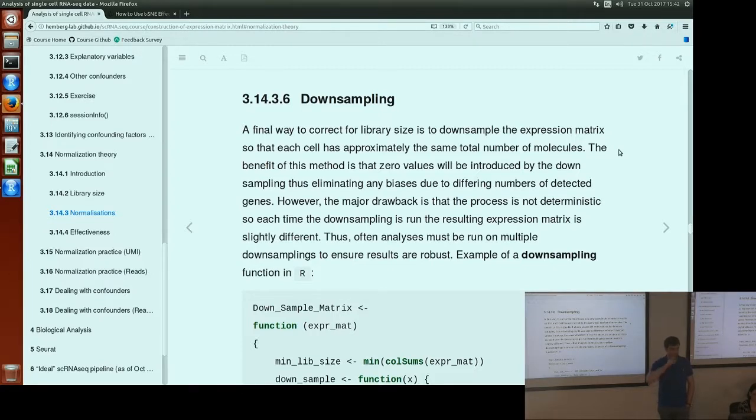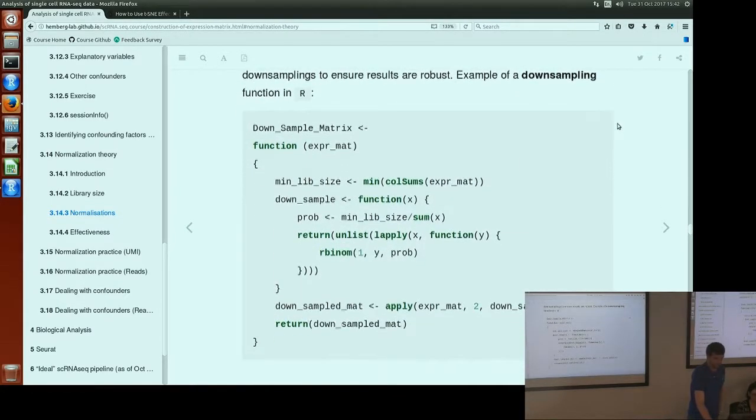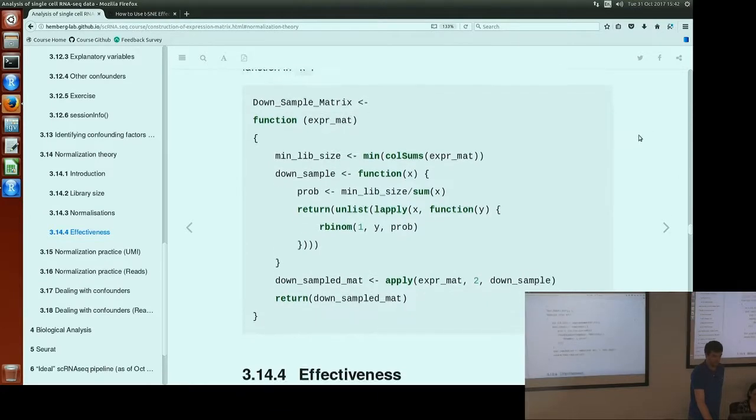I've been speaking to Aaron Lun recently about using this as a sort of last resort for batch effect correction. So in cases where we've got, say, UMI count data and batches that are otherwise resistant to merging, then downsampling can be an effective approach at that point. But I would certainly tend to use it as a last resort rather than a first choice. Again, here is a function where you can see how you could write a method for doing this from scratch and how you could tweak that yourself.